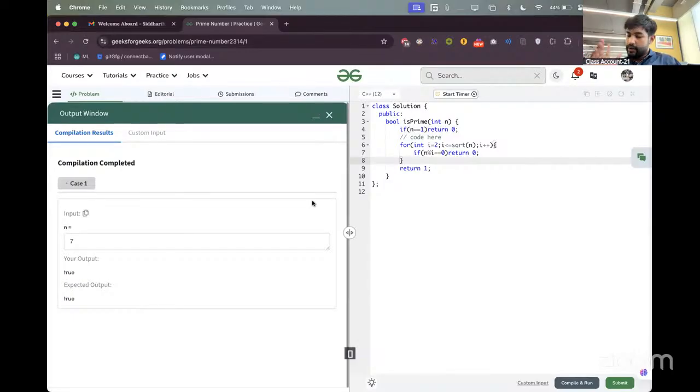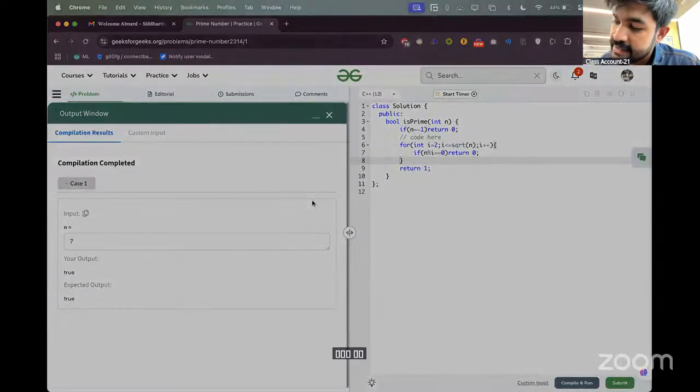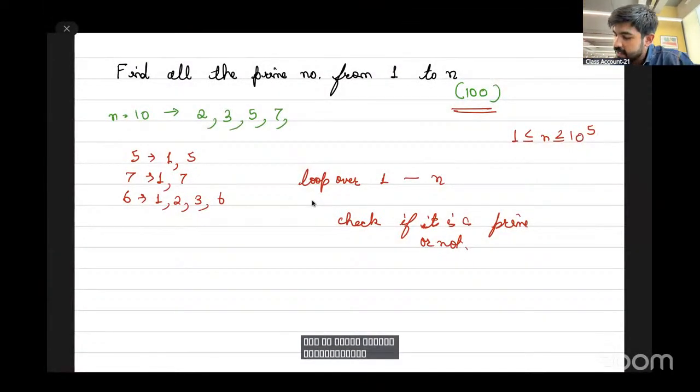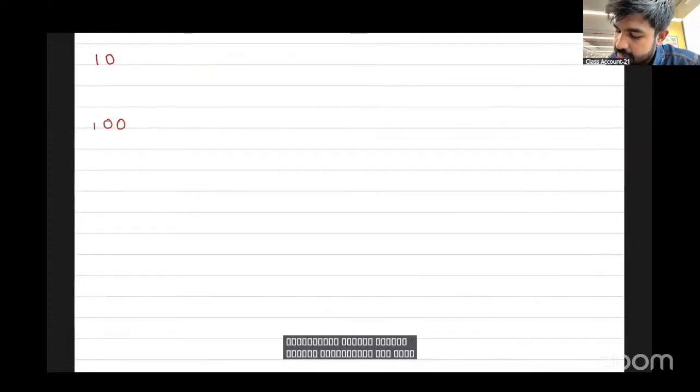See, let's take some examples of composite numbers. Let's take the example of 10. Let's take the example of 100. Let's take the example of 25. Let's take the example of 64.